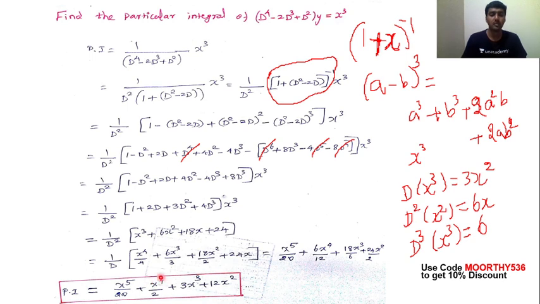X power 4 divided by 2 plus 3x cube. Cancel the 3 and 18, so 6 and 18, it's 3x cube. Cancel this 24 divided by 2, it's 12x square. This is the particular integral of the given equation.